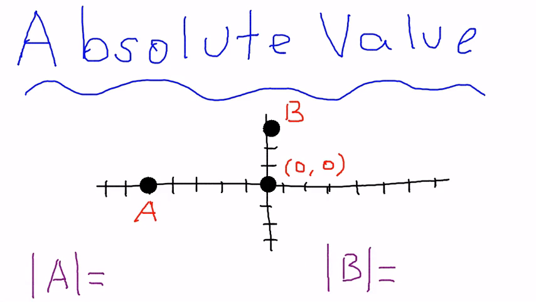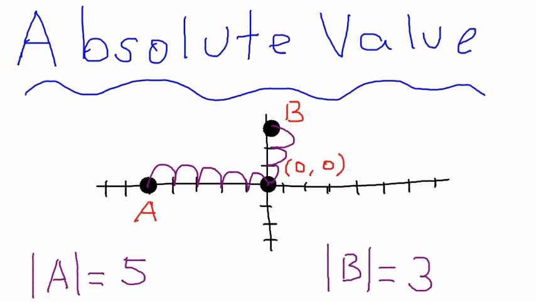Here you can see I have a graph. We want to know the absolute value of A and B, as you can see written in the purple at the bottom. To do this, we're going to count the number of jumps it takes to get to points A and B from the origin, point 0, 0. First, we'll start with A. So it takes 1, 2, 3, 4, 5 jumps to get to A. To get to point B, it takes 1, 2, 3 jumps.